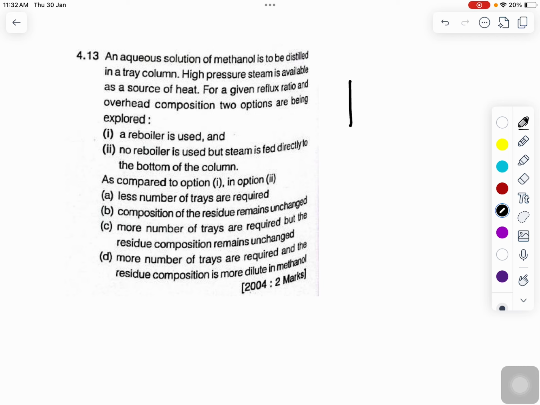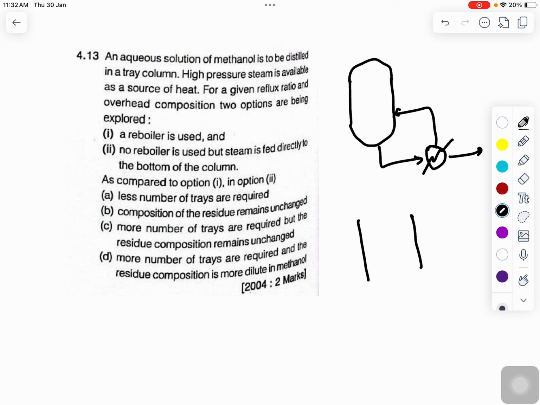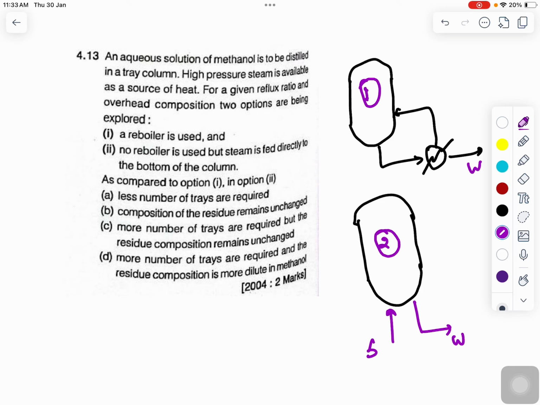A normal distillation column looks like this, and in the bottom there is a reboiler, right? This reboiler is heating the bottom product. And when there is an open steam condition, the bottom reboiler is removed and open steam is fed directly, something like that. So here S is there, W is there, right? These are the two conditions, the first condition and the second condition. Based on these you have to understand the options.